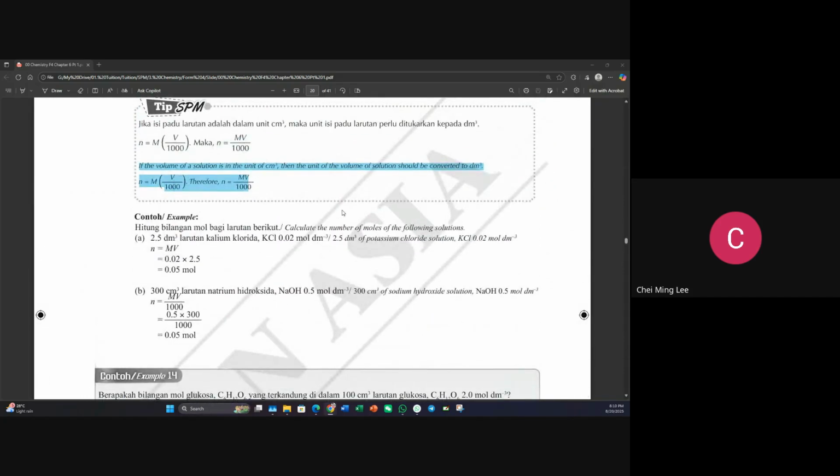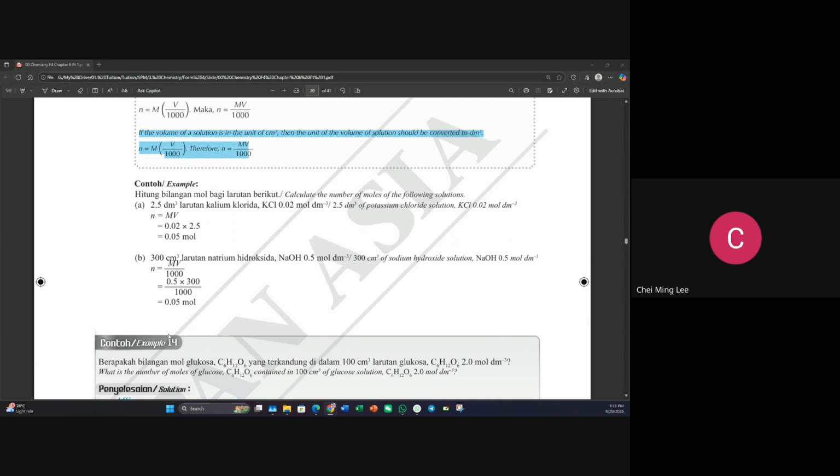So now, for 2.5 dm cube of potassium chloride solution with 0.02 mole per dm cube, n is equal to MV, 0.02 times 2.5, so you get 0.05 mole. Next, 300 cm cube of sodium hydroxide solution, 0.5 mole per dm cube. So it becomes 0.5 times 300 over 1000, so you get 0.05 mole. Quite fast, huh? So try this one.